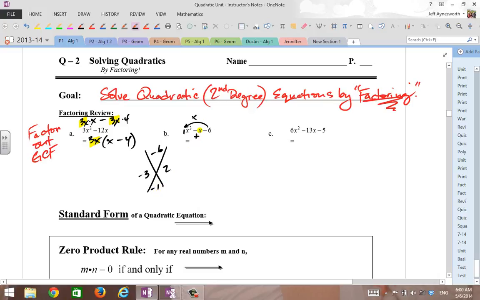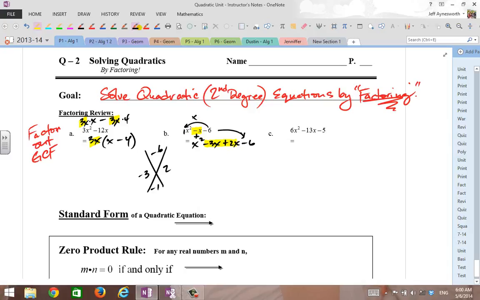So what we're going to do is split the middle term like we always do and factor by grouping. So we're going to have x squared minus 3x plus 2x and then bring over the minus 6. Just split the middle term right here. The negative 3x plus 2x is just a negative x. I didn't do anything fancy, I just rewrote the middle term.